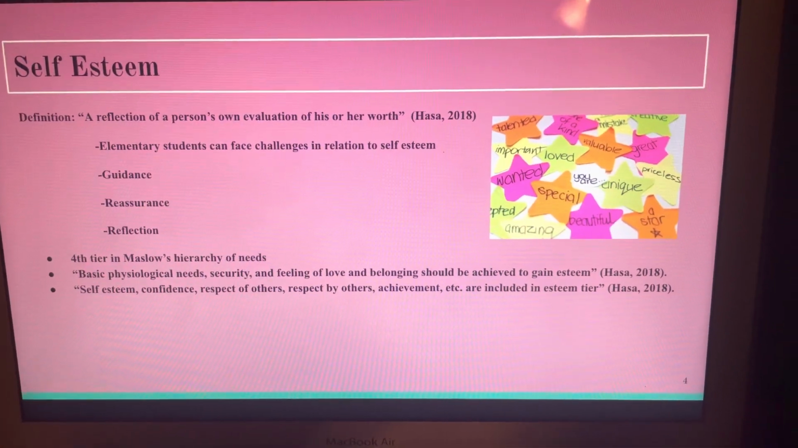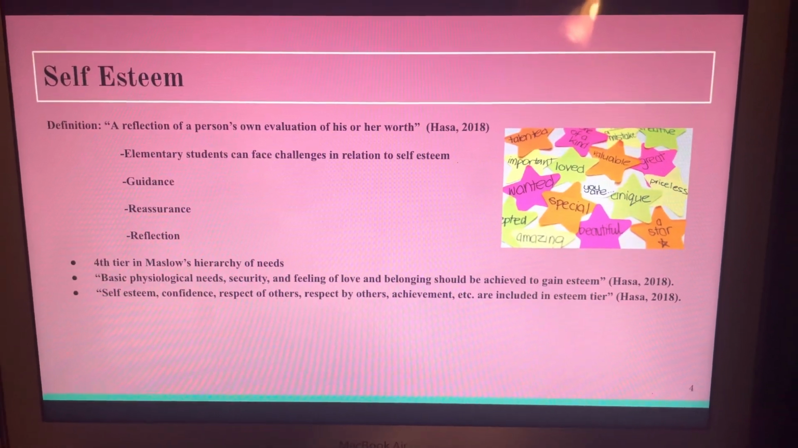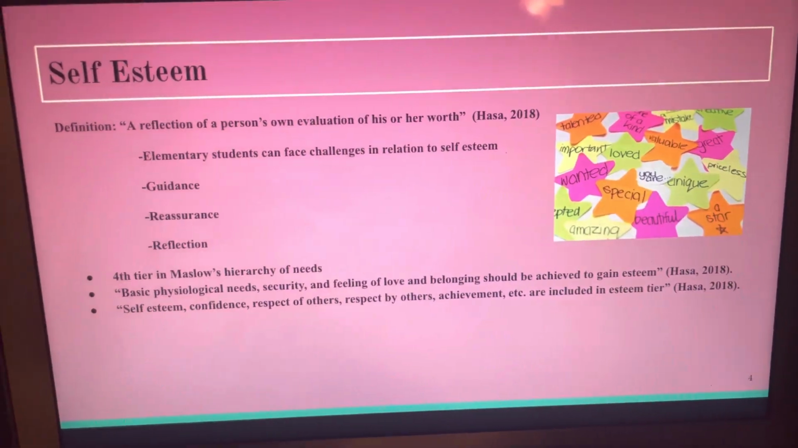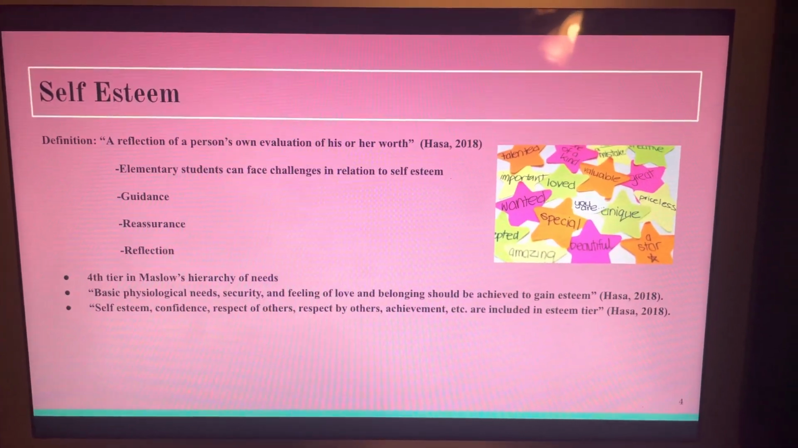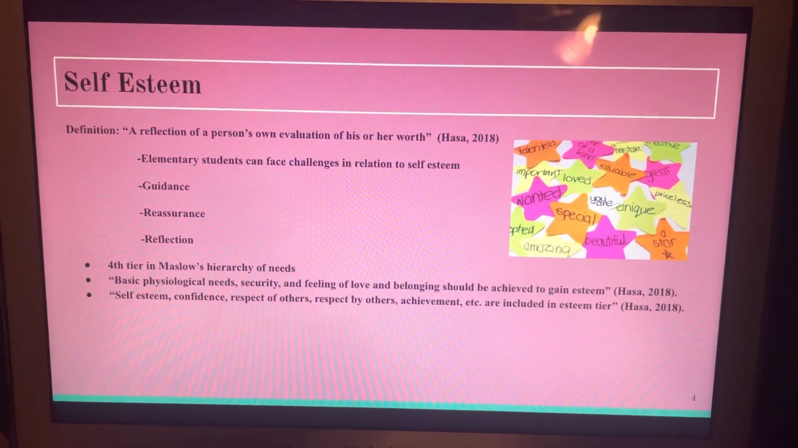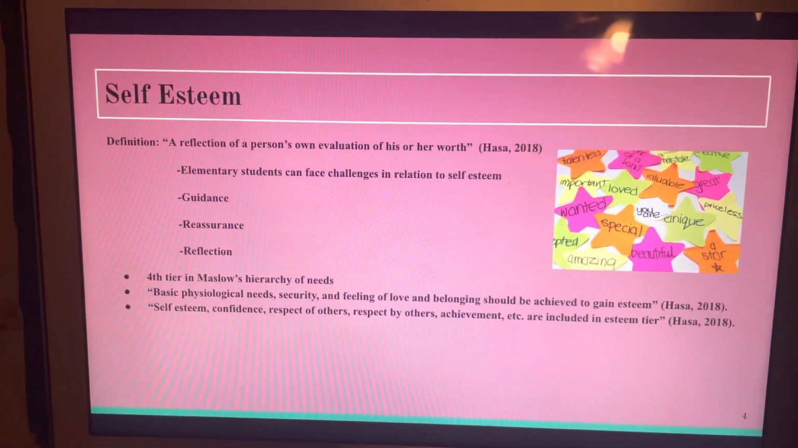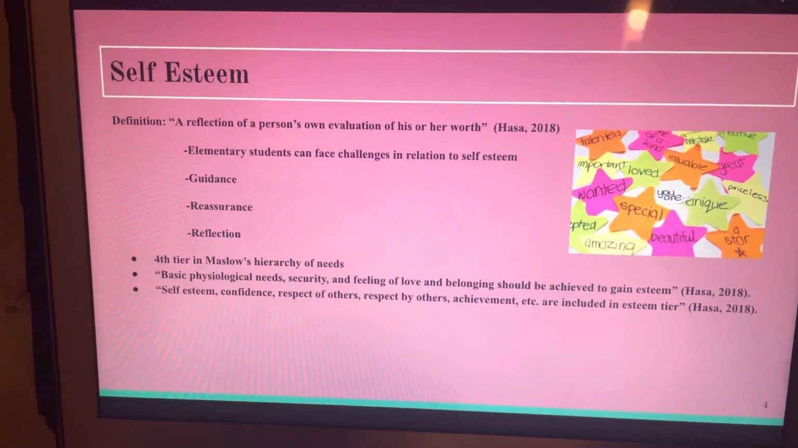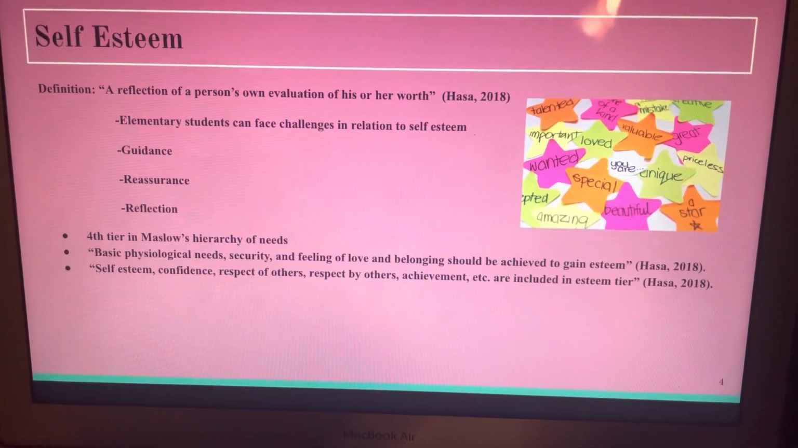Self-esteem is a reflection of a person's own evaluation of his or her worth. Elementary students can face challenges in relation to self-esteem each and every day, whether the educator sees it or not. Recognizing that is important, including providing guidance, reassurance, and reflection, even when the student is unable to communicate his or her needs. Finding those behavior patterns and seeking resources for them is very useful. This is included in the fourth tier of Maslow's hierarchy of needs.